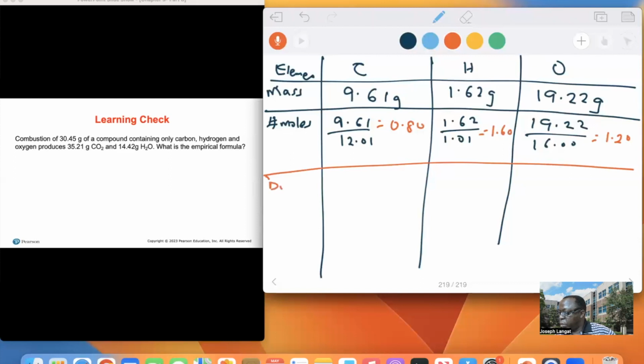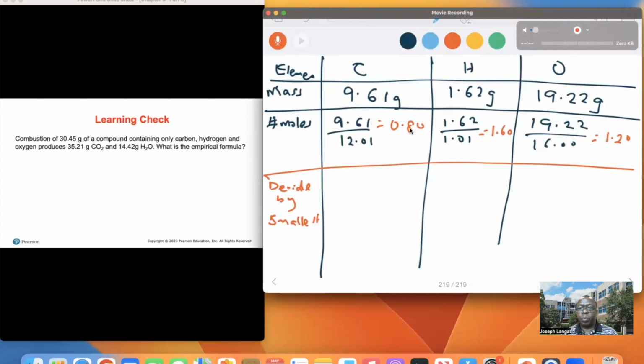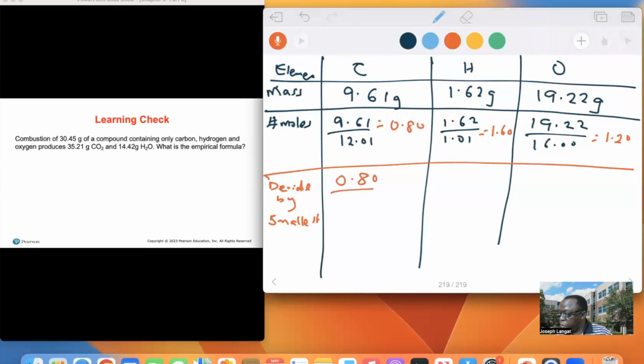So if I have here, divide by smallest. You've got to divide by the smallest number of moles. So the smallest number of moles here is 0.8. So this will be 0.80 over 0.80, which is equal to 1. Here is 1.60 divided by 0.80, which is equal to 2.